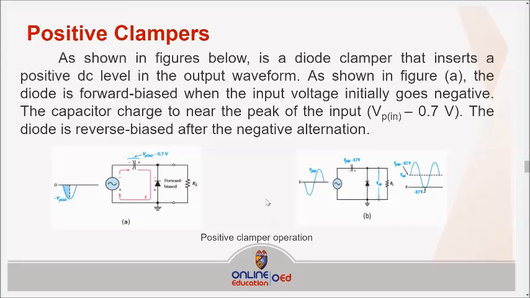The diode is forward biased, yung connection niya. When the input voltage initially goes negative, the capacitor charges to near the peak of the input, equivalent to -7 volts. Then the diode is reverse biased after the negative alternation. Okay?